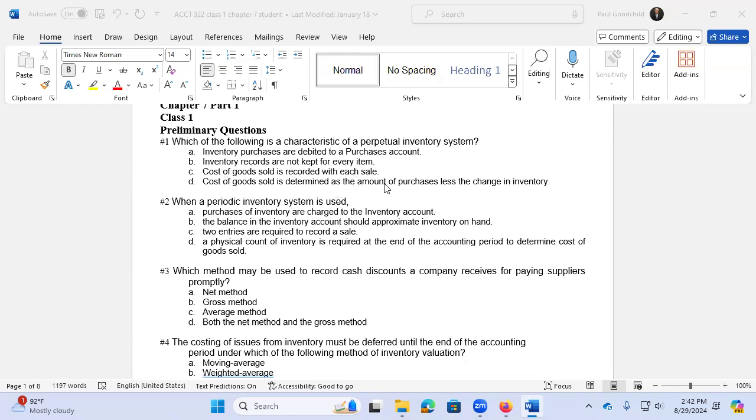And cost of goods sold is determined as the amount of purchases less the inventory change. And that is under the periodic system. So that is not correct as well. So the answer is C.